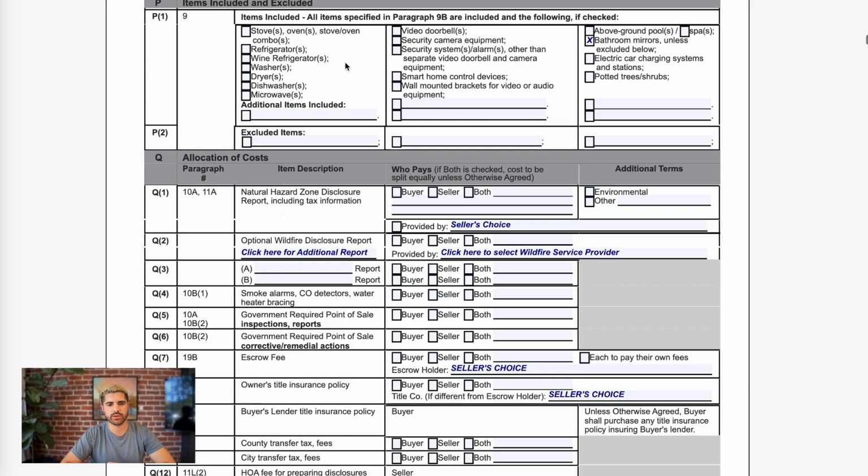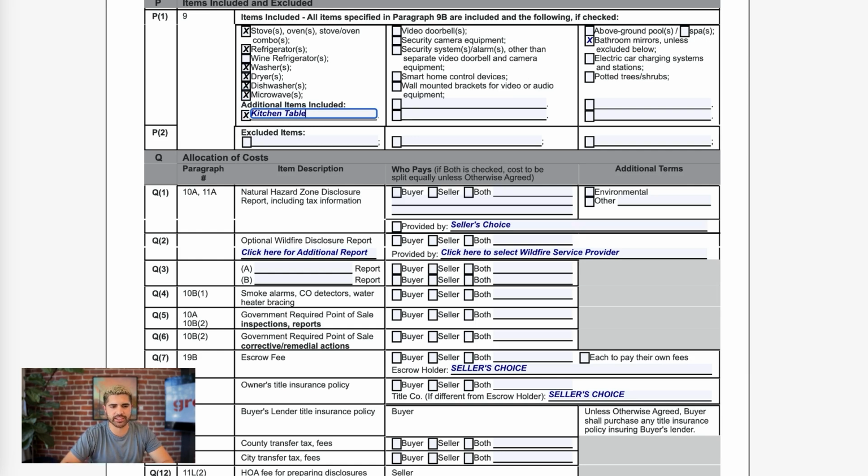And then moving on to the next page, these are the items that are included and excluded with the sale. So generally a home is going to have a stove, maybe a refrigerator, washer, dryer, dishwasher, microwave. So we would be sure to check all the things we want to make sure are included with the sale of the home. If there's anything that's not listed on here, we can add, say, a kitchen table.